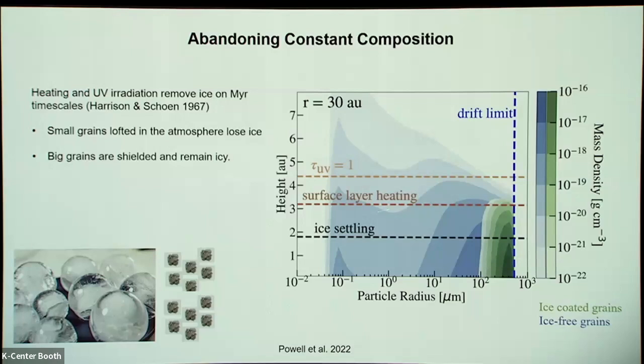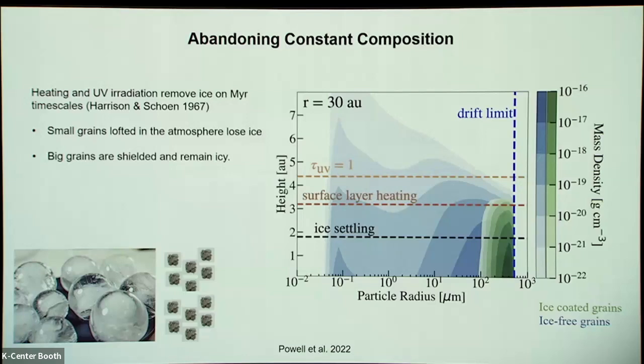These lines here, the red line and the orange, are the heights at which ice can be removed, simply because you heat a layer that is hot enough for ice to evaporate from the grain, or because you are above the optical depth one for UV from the sun. So that will also remove ice. So this mechanism is photodesorption. If the grains can reach these layers, they will have their ice removed.